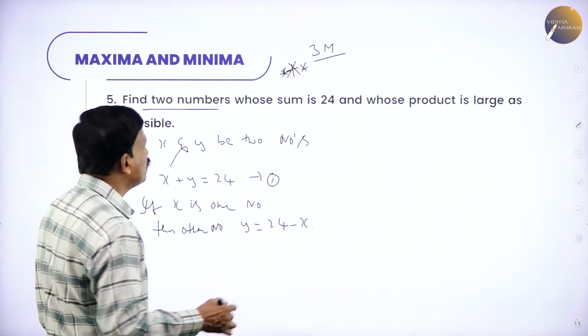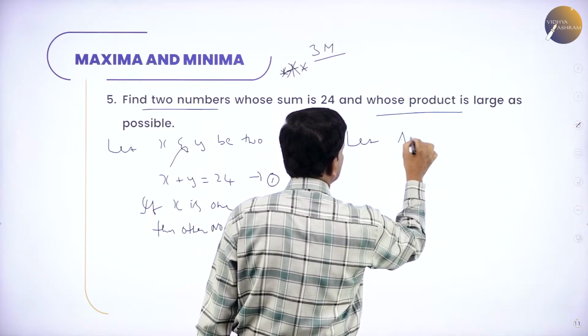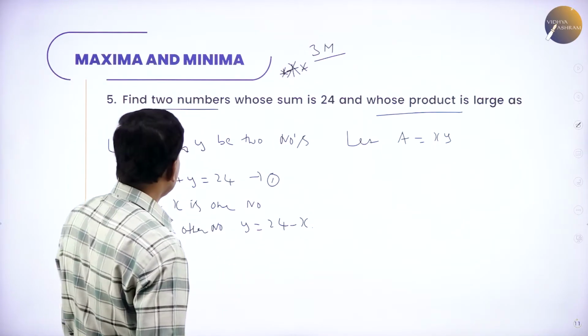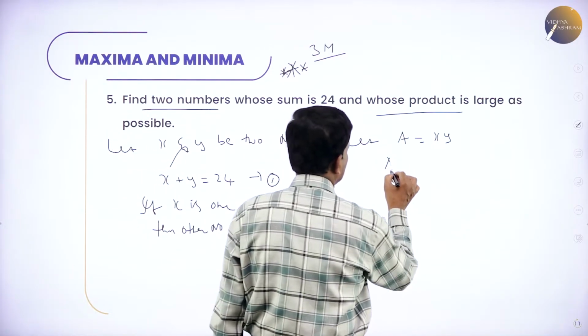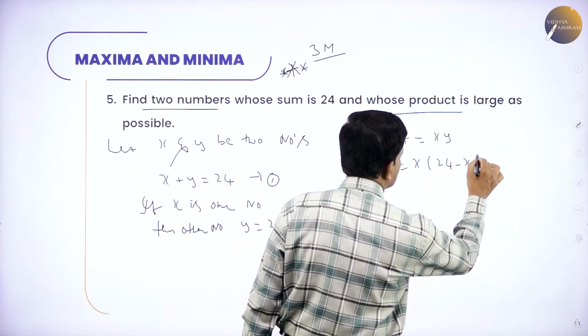Now, what is given? Whose product, let us call it the product. Let A = x * y. The product is as large as possible. Now substitute A = x into what is y? 24 - x.